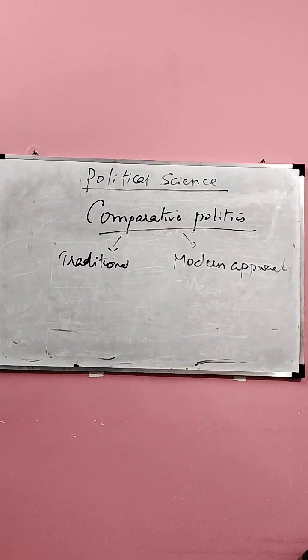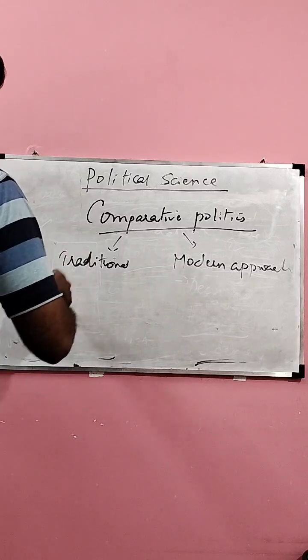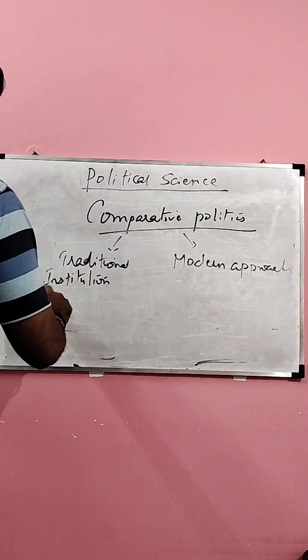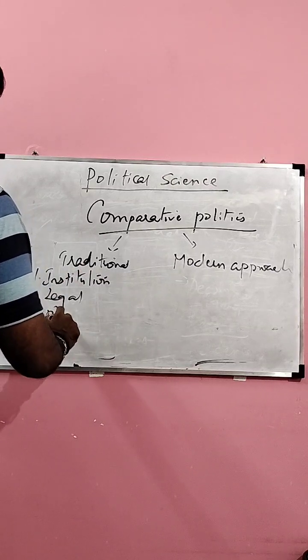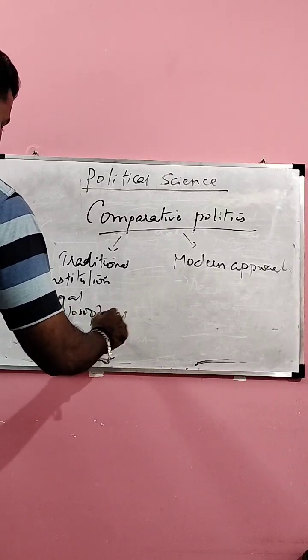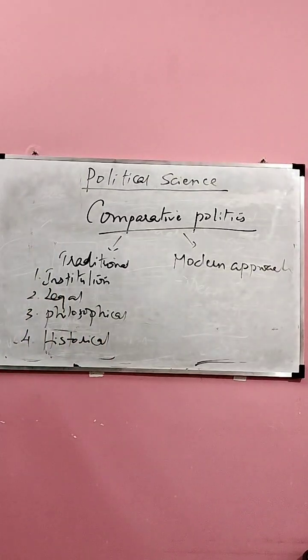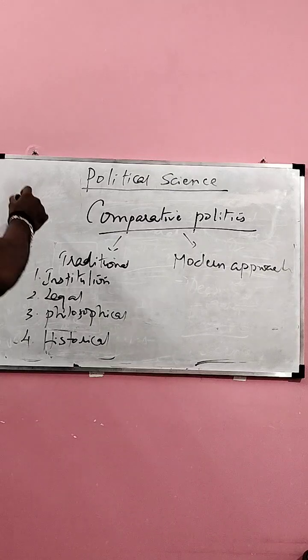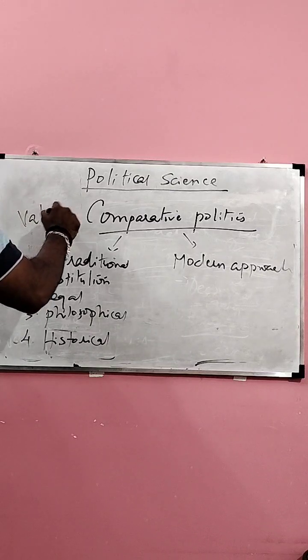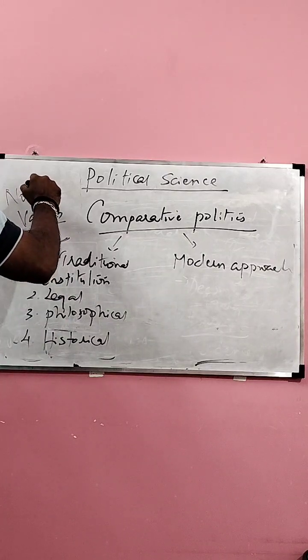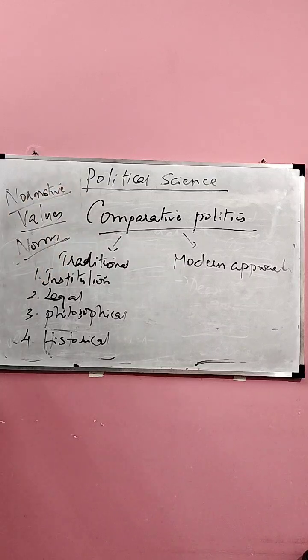Traditional comparative politics uses some approaches. The important ones are institutional, legal, philosophical, and historical. These are the important ones. The traditional approach is largely related to values and norms. Okay, that is why it is called the normative approach. It has more to do with philosophy. It asks questions. It takes into account philosophy and ideology. It takes into account values.